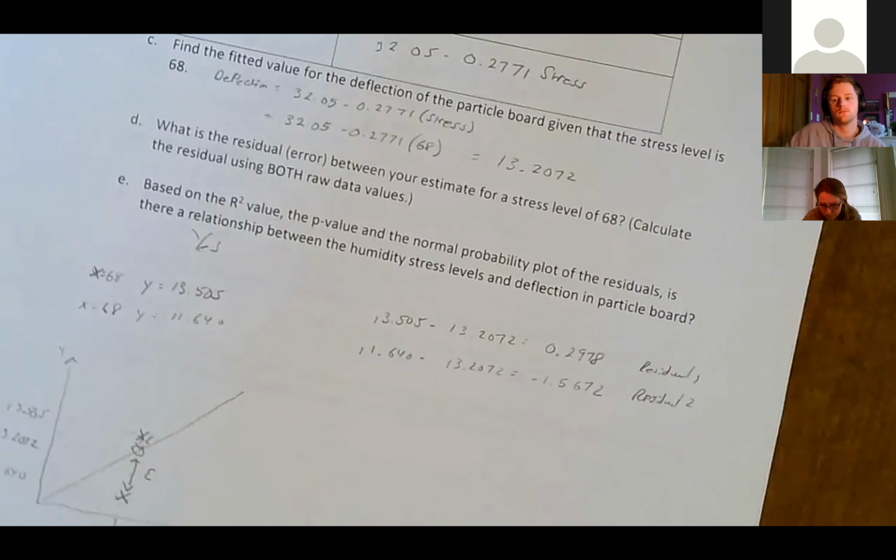Okay, questions, because that's it. That is linear regression at the undergraduate level. No questions? All right, so for this week, you just have a homework assignment.